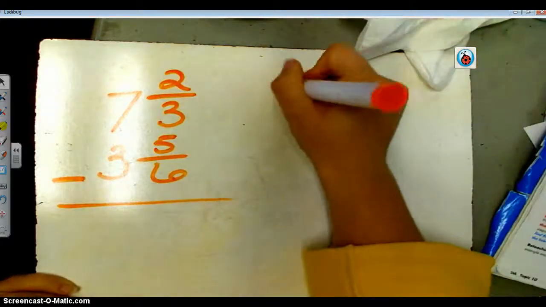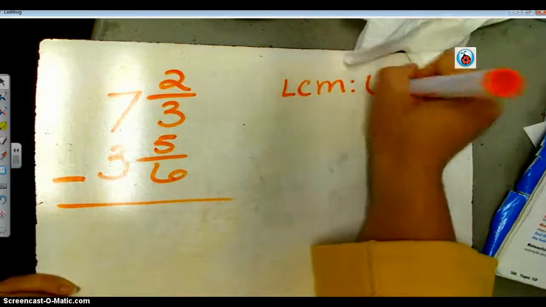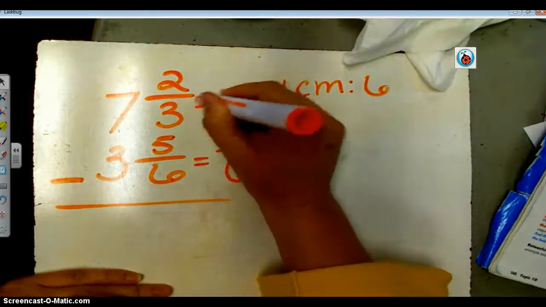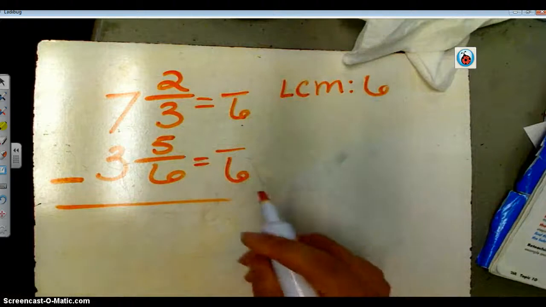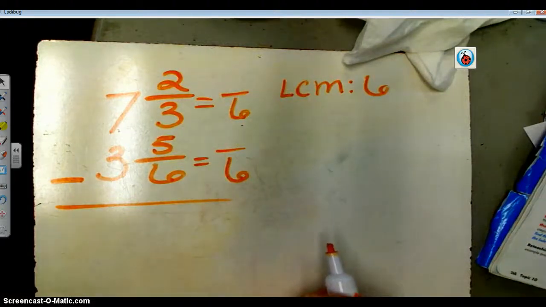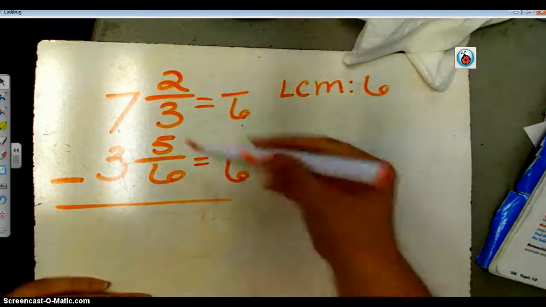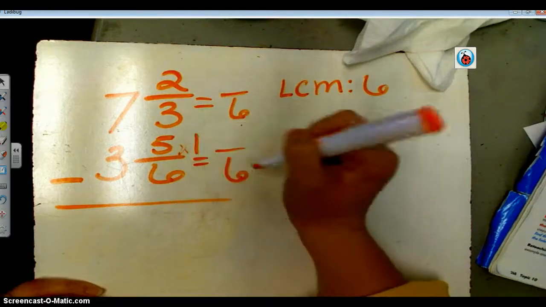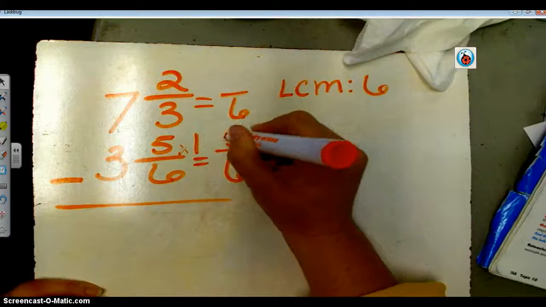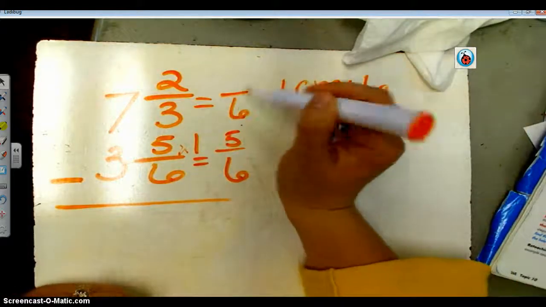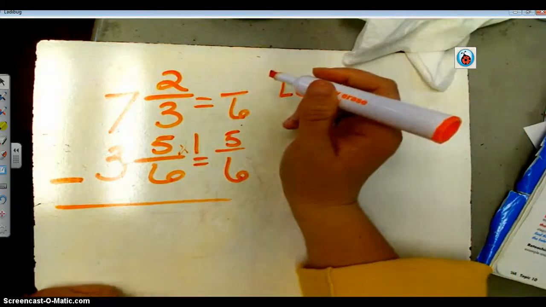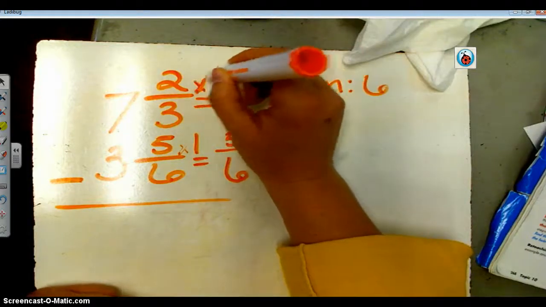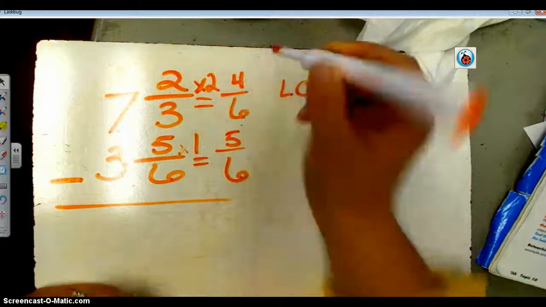What's the least common multiple of 3 and 6? 6. So that becomes our denominator. If anyone does not understand, please let me know. 6 goes into 6 how many times? So I just multiply my numerator by 1. 5 times 1 equals? Stays the same. 3 goes into 6 two times, so 2 times 2 equals 4. 4/6.